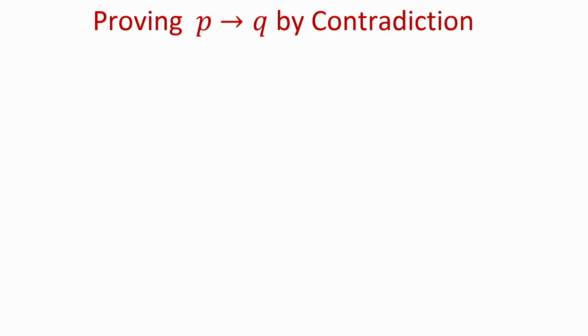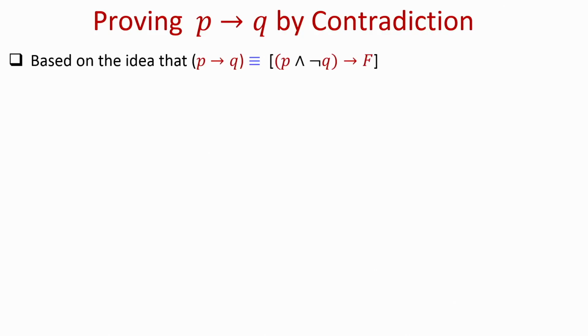We can prove P implies Q even by contradiction method, which is an indirect proof method for proving P implies Q, and this is based on the idea that P implies Q is logically equivalent to P conjunction negation Q implies false. Okay. You can easily verify that. You can draw the truth table of P implies Q, and you can draw the truth table of this RHS expression, and both the truth tables are same. Okay.